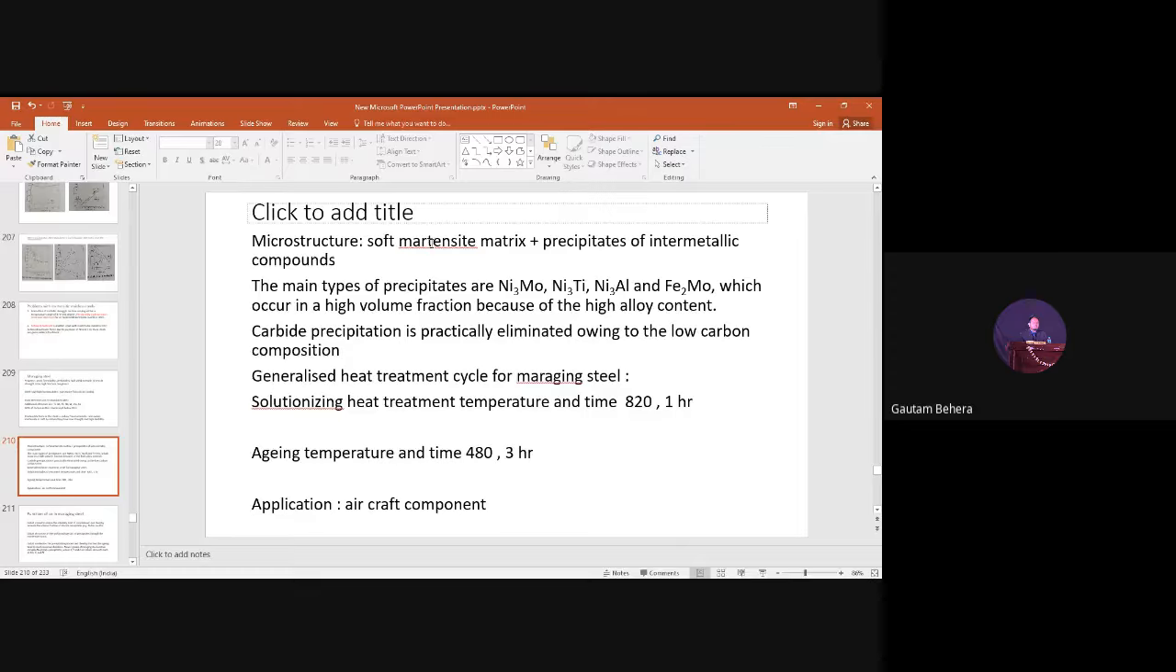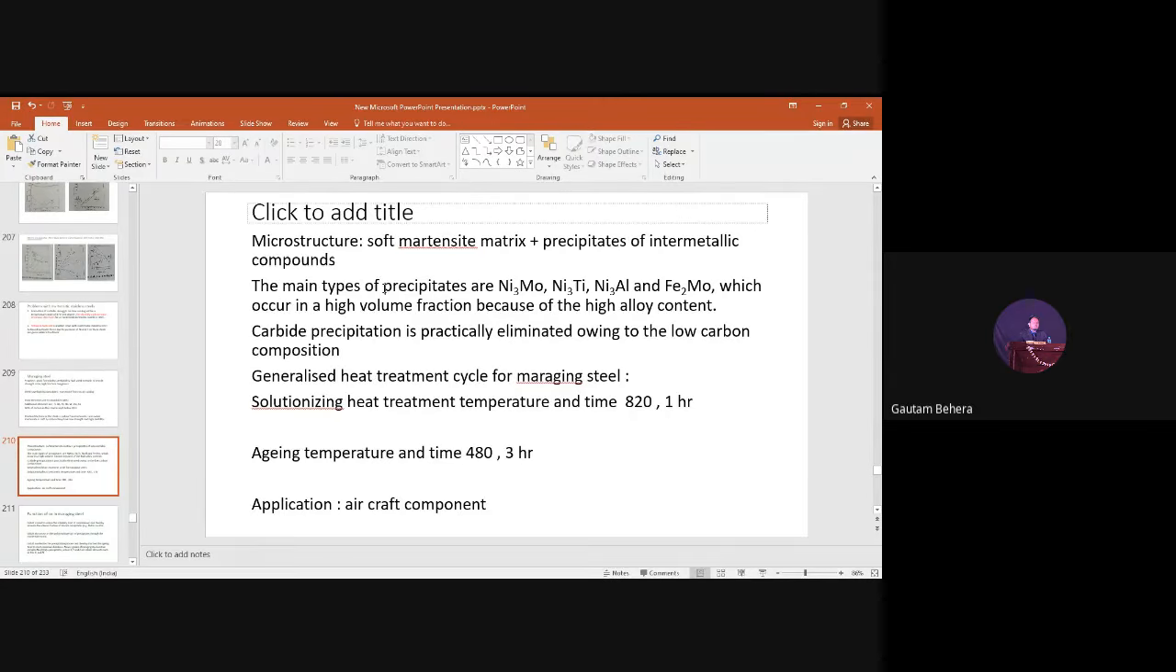You people understood why it is a soft martensitic matrix? Because of the less amount of carbon. The carbon percent is very low, below 0.03%. Or carbon-free martensite. It is an iron nickel martensite, simply.